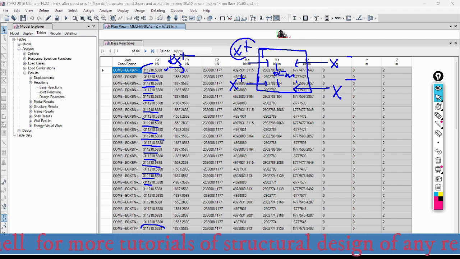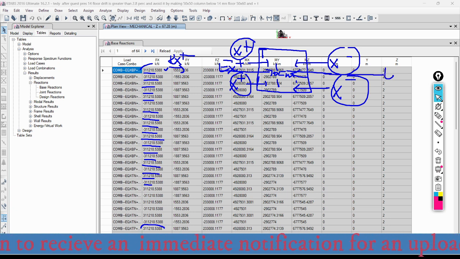So there is no need to use more combinations in the x direction because it will not add any value or results. That is why it is enough to consider EQ x in the positive direction and EQ x in the negative direction. And this eccentricity will be considered by ETABS automatically for the linear static case as well as for the dynamic case, that is the response spectrum cases.